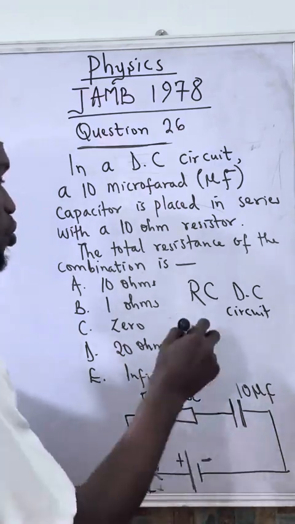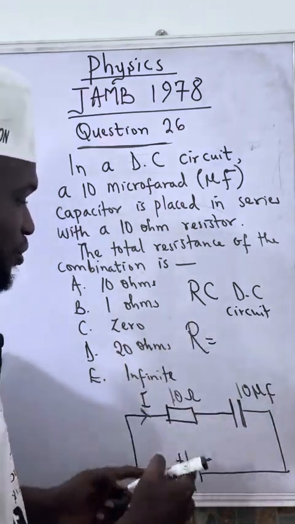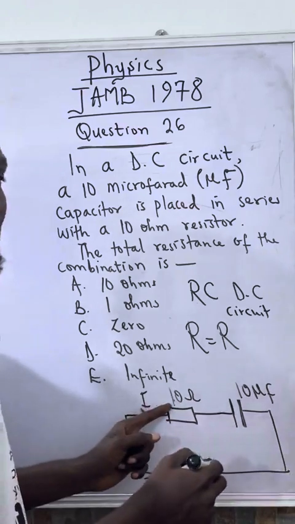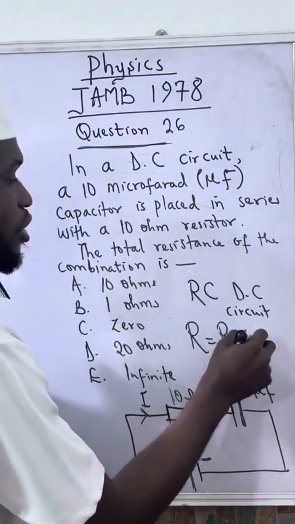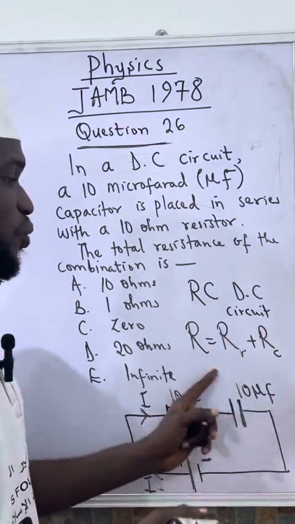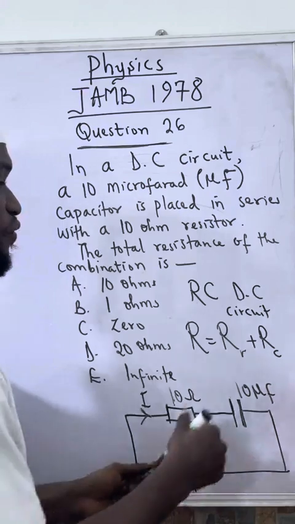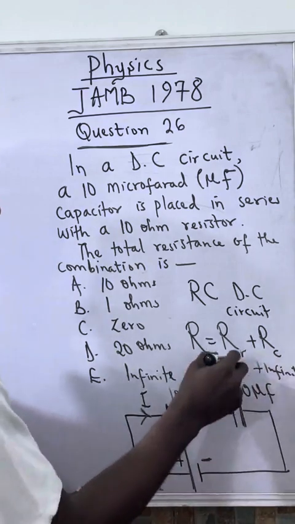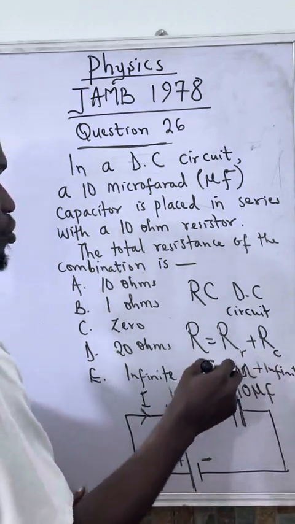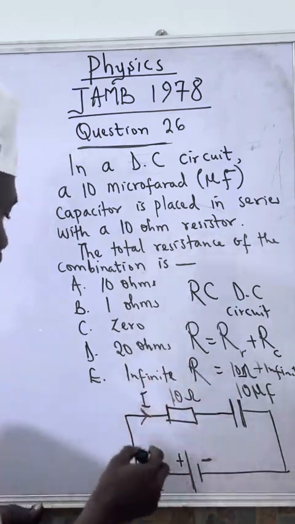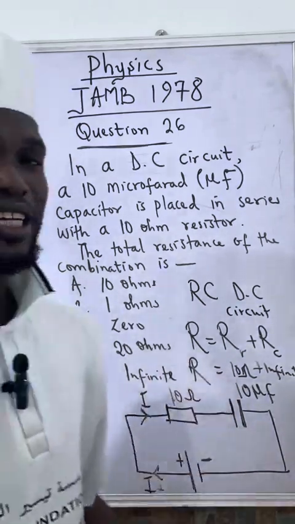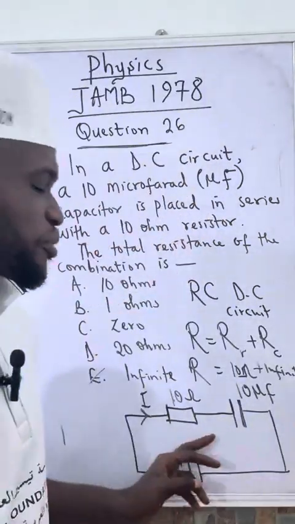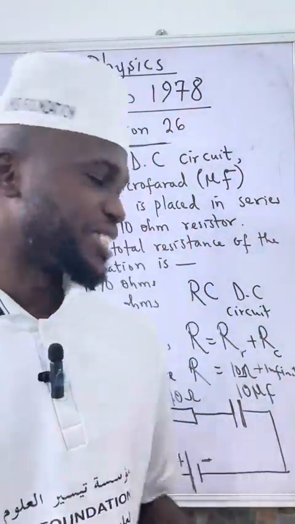if you want to calculate the total resistance of this circuit, since they are in series, you add the resistance of the resistor plus the resistance of the capacitor. We add both of them together. Since this one is infinite, and this remains 10 ohms, our final answer for the total resistance is going to be infinite. If you add 10 to infinity, the result will be infinity. So that means in this type of circuit, the opposition will be infinite at the steady state.